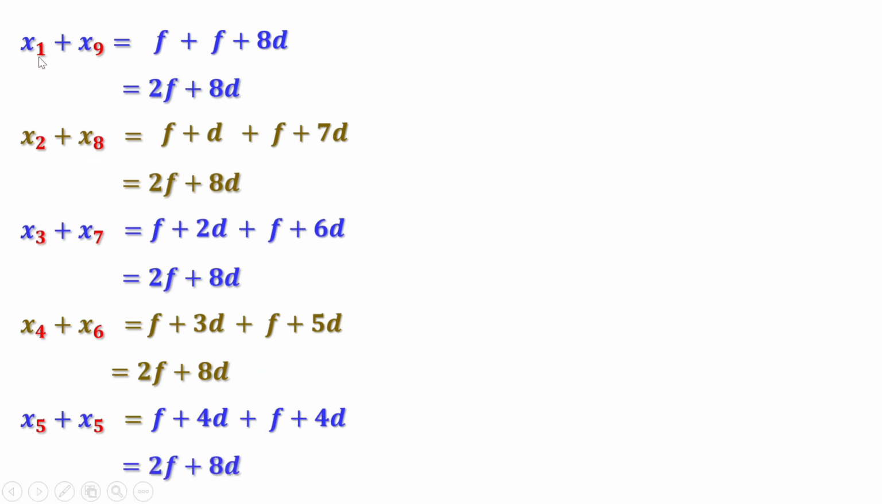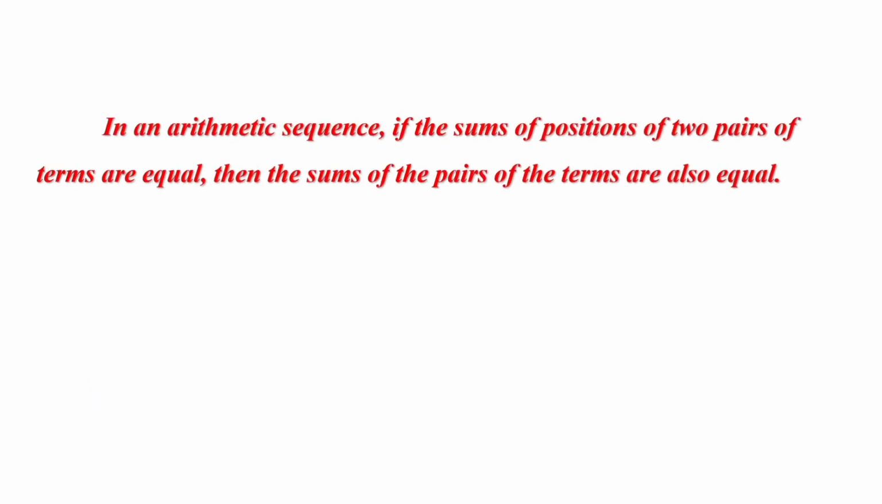Once again look at the positions. 1 plus 9 is 10, 2 plus 8 is 10, 3 plus 7 is 10, 4 plus 6 is 10, 5 plus 5 is again 10. So it's very clear that when the sum of the positions are equal, sum of the terms are also equal. Or we can say, in an arithmetic sequence, if the sum of the positions of two pairs of terms are equal, then the sums of the pairs of the terms are also equal.